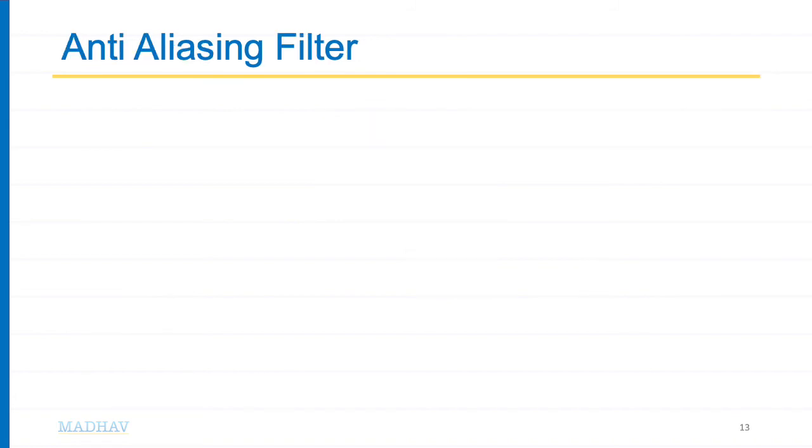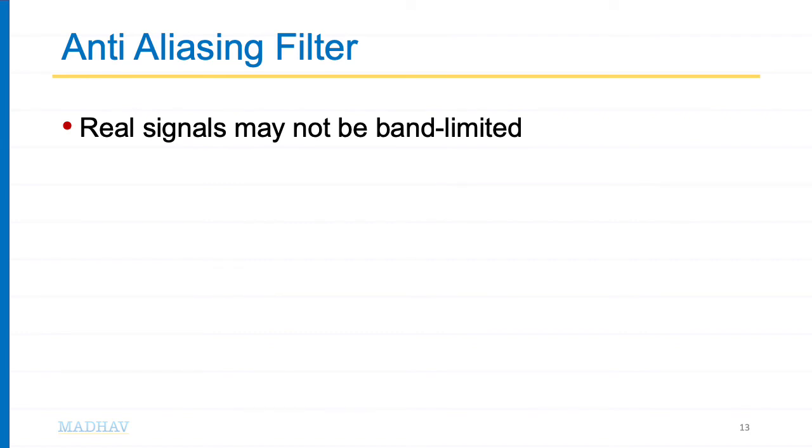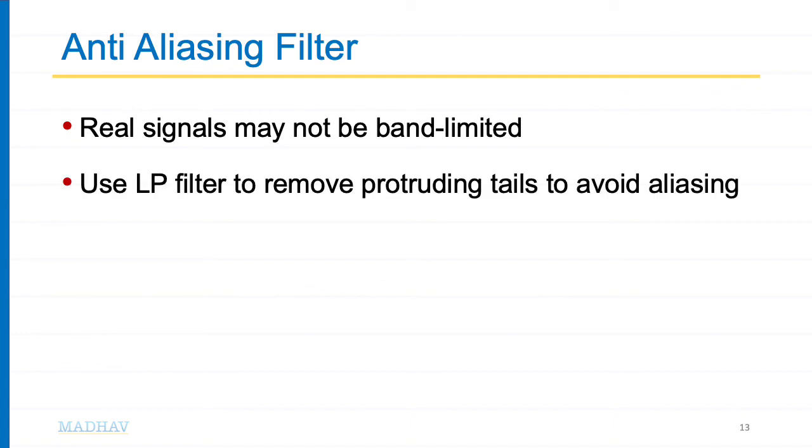But real signals may not be band limited, meaning their tails may be so long that no matter how large a sampling rate you take, the tails will still protrude into the next copy. So what is the solution? The solution is to remove those tails by using a low pass filter. By using a low pass filter, you limit your signal to a certain range only.